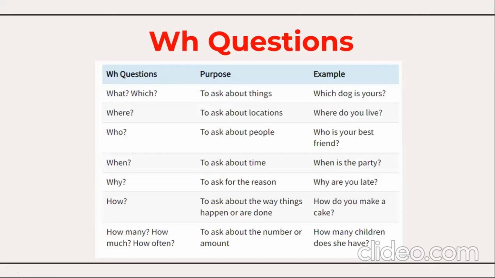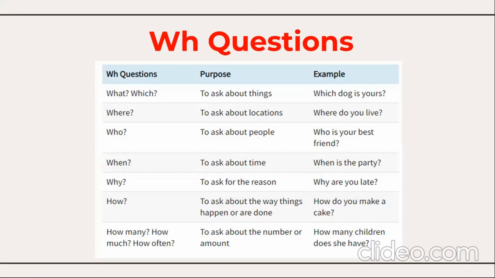Now we are moving to the second type of question, that is called WH question. So we have 6 or 7 types of WH questions: what, which, where, who, when, why, how many, how often. See, in yes or no question, answer is expected only in yes or no if you are starting the question with a helping verb. But in the case of WH questions, we require the specific answer.